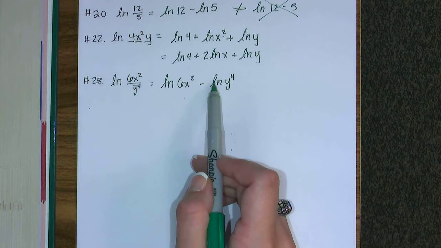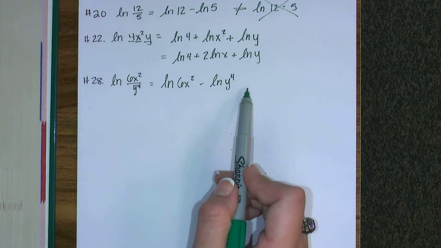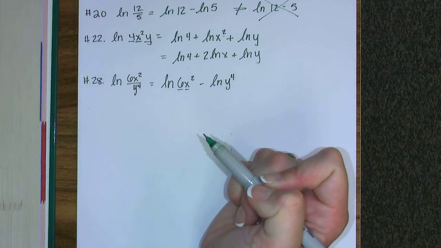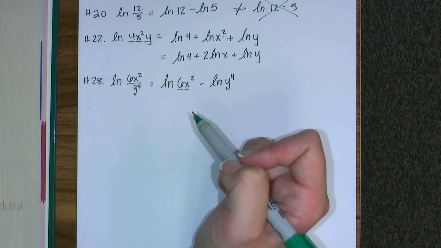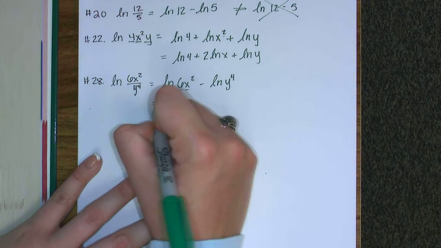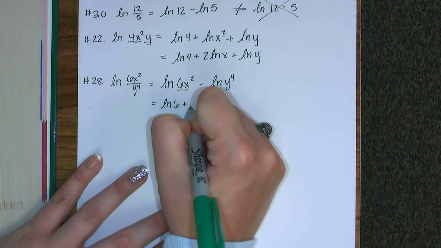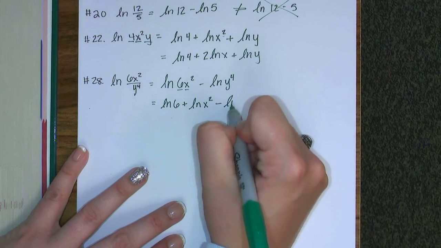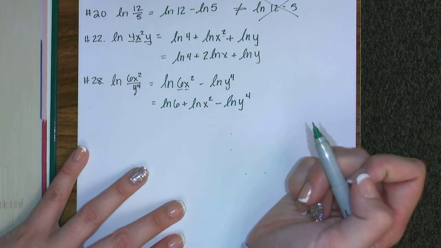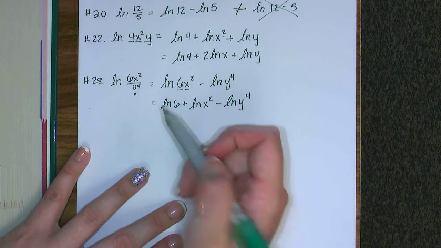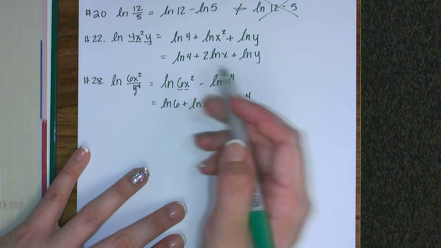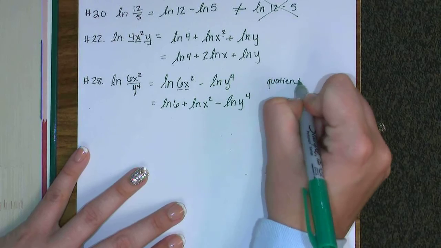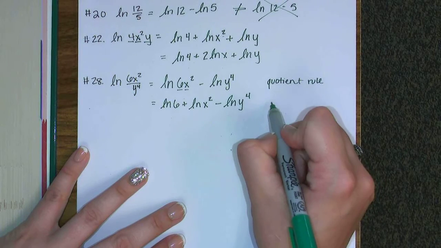So if we take care of this first, I know that's just going to hang out there. So now I can deal with this product that I have, and I can separate that. The log of the product is equal to the sum of the logs. So I can separate this into the ln of 6 plus the ln of x squared, and then I can bring all this down minus the ln of y to the 4th. Okay, so first I split the fraction. I did the quotient rule first. Then I took care of the product rule.